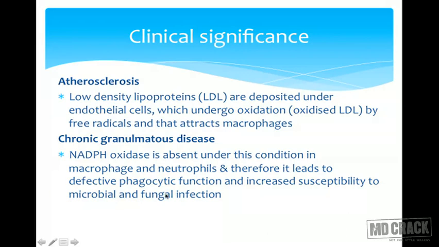They are also susceptible to different microbial and fungal infections depending upon whether it is a catalase positive organism or not. Chronic granulomatous disease, you will learn more about this in the later years. So right now just remember that it is NADPH oxidase that is deficient.